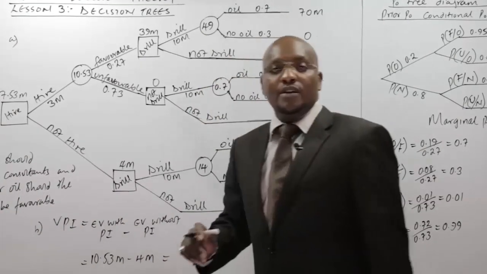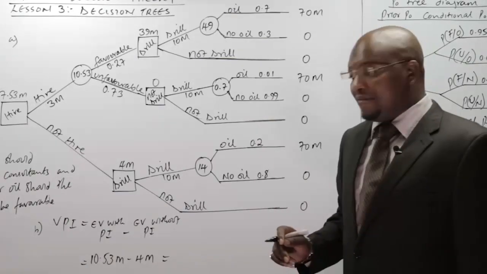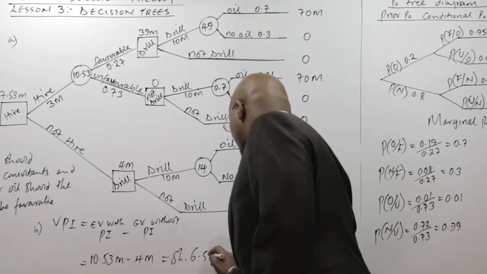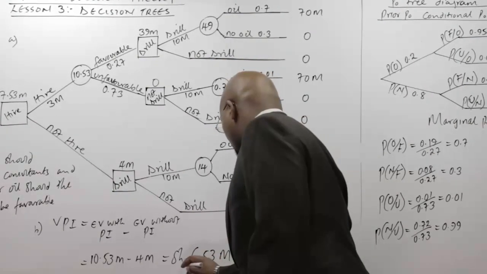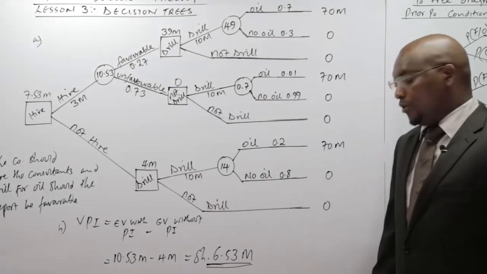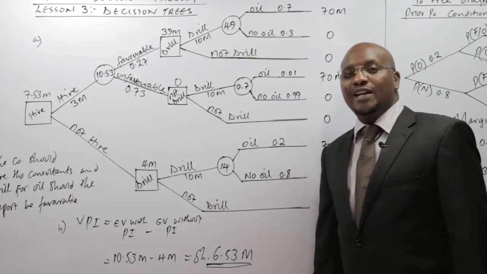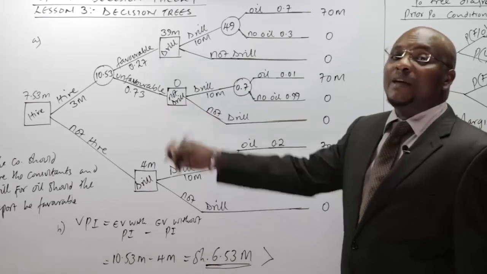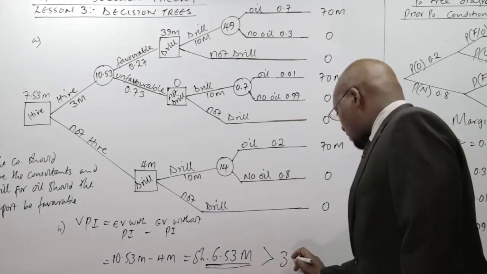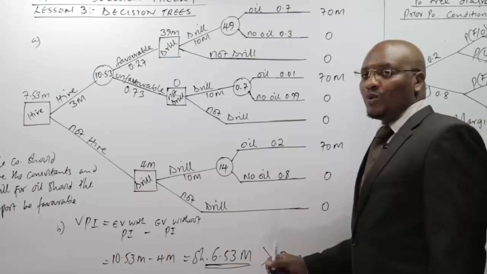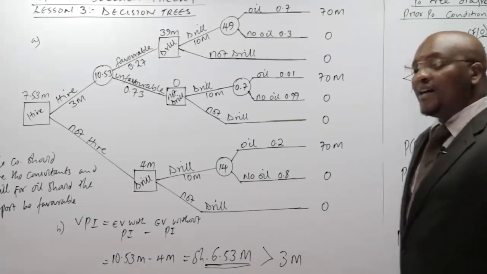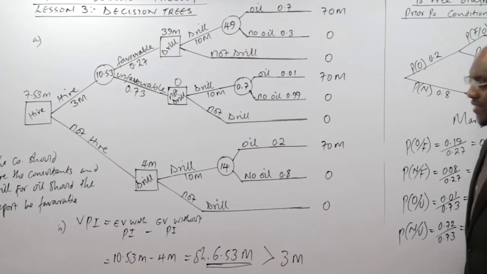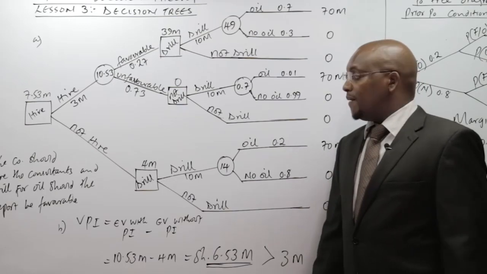Now what does it mean? It means the value of perfect information is 6.53 million shillings. Remember, this is higher than the cost, if we were to compare. The cost we're being charged by the consultants is 3 million. As long as the value is more than the cost, we are good to go. But when the cost is higher, then of course we would not accept. That's how we need to compare.